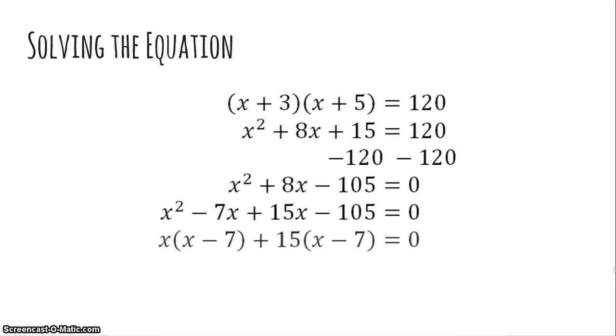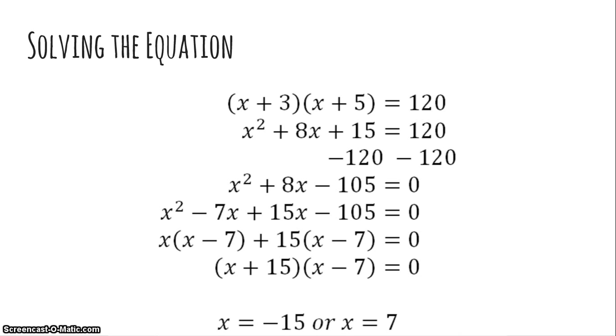Now I can use factor by grouping, pull out the x from the first two pairs and the 15 from the second two pairs, and ultimately I will end up with the two factors x plus 15 and x minus 7. Those are both set equal to 0 individually using the zero product property, and I find that x must be either negative 15 or x equals 7. I have now solved our equation.